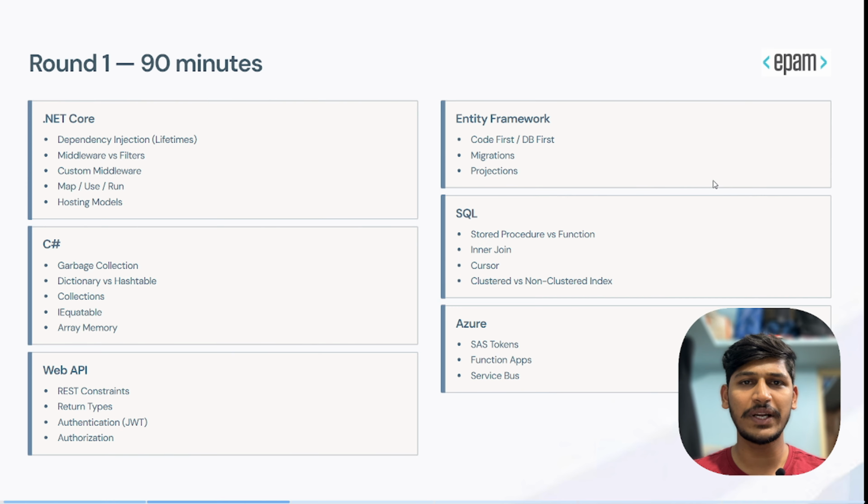To write a dependency injection code and inject it into the service. And coming to C#, they asked more questions on garbage collection and dictionary versus hash table. What is the exact difference and how does it work? Array memory, like why is array memory limited and why can't it be extended? Can't we resize the array without using an ArrayList?